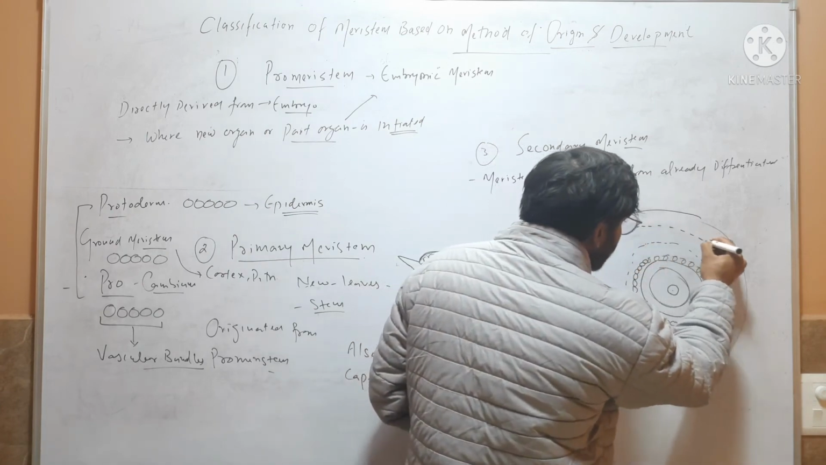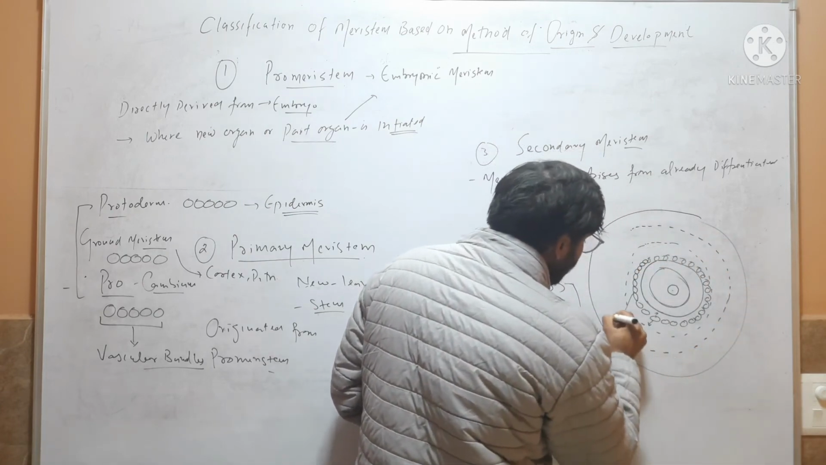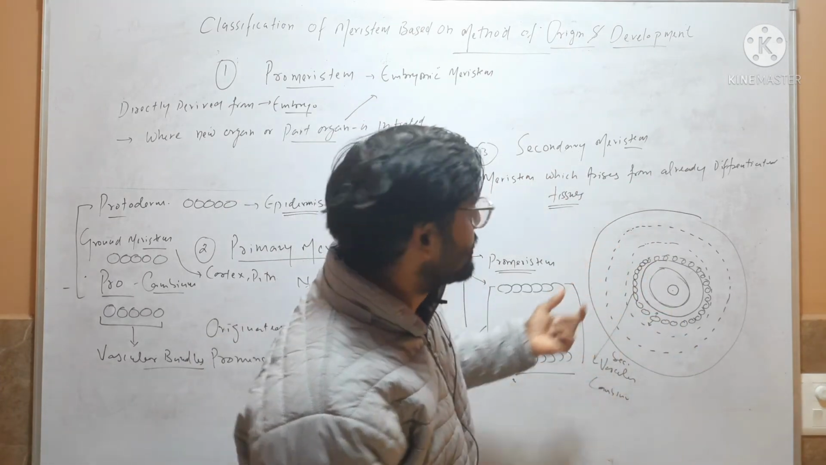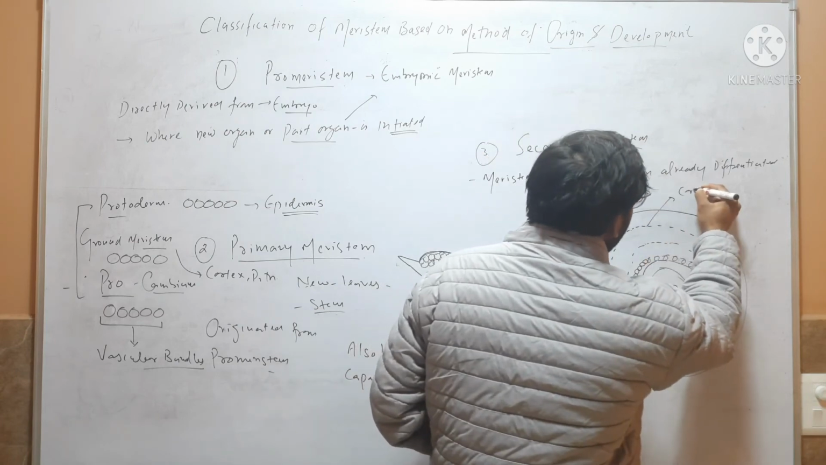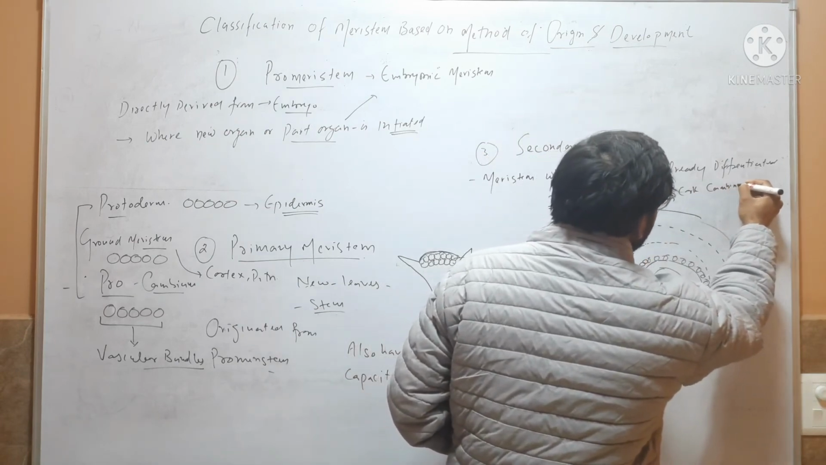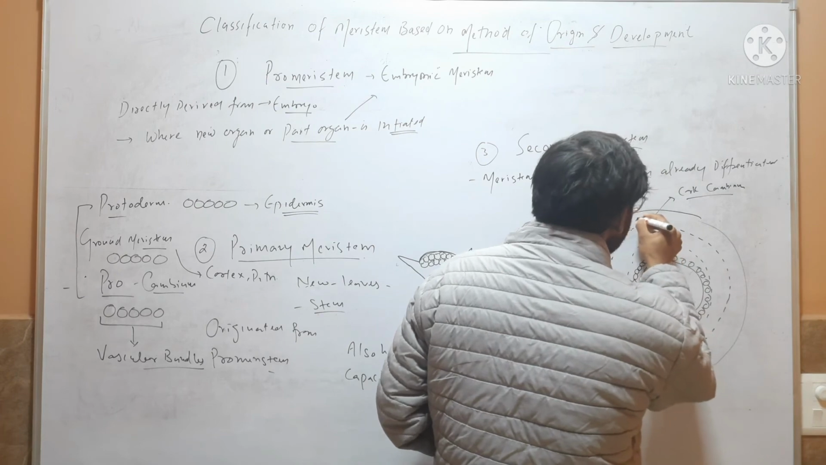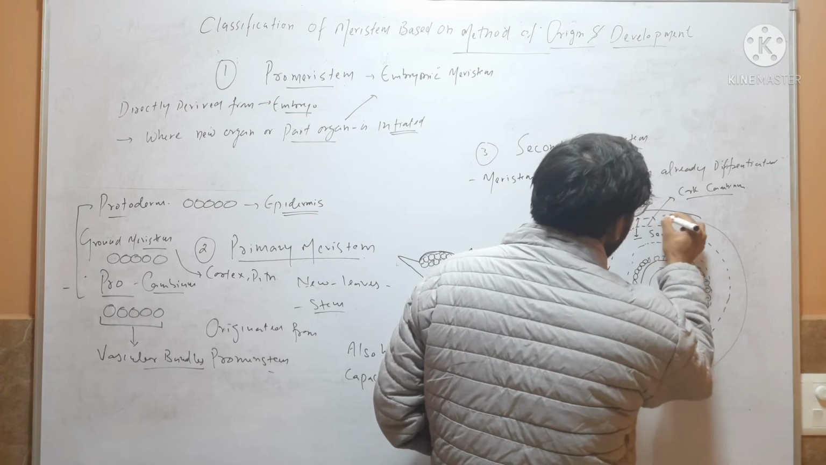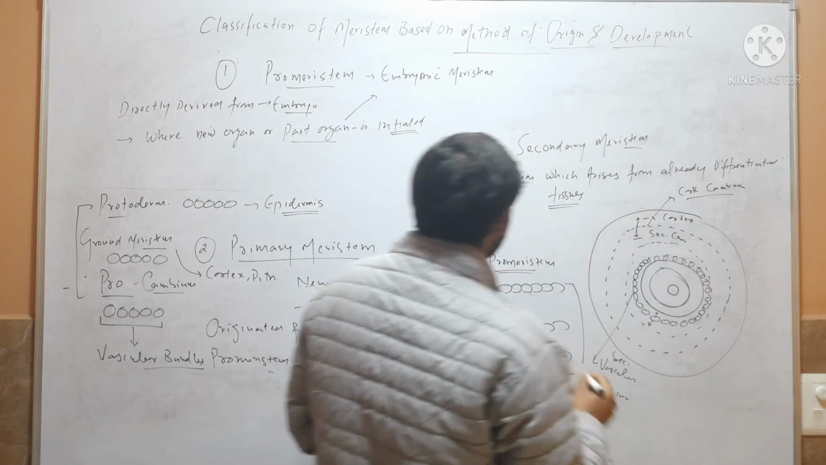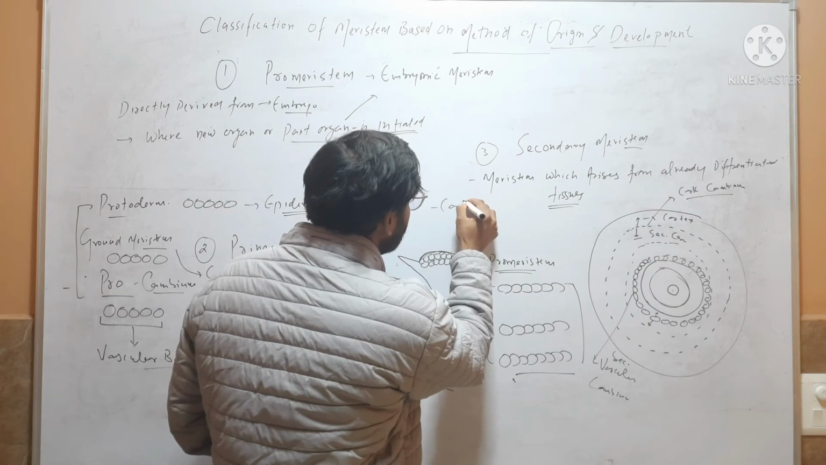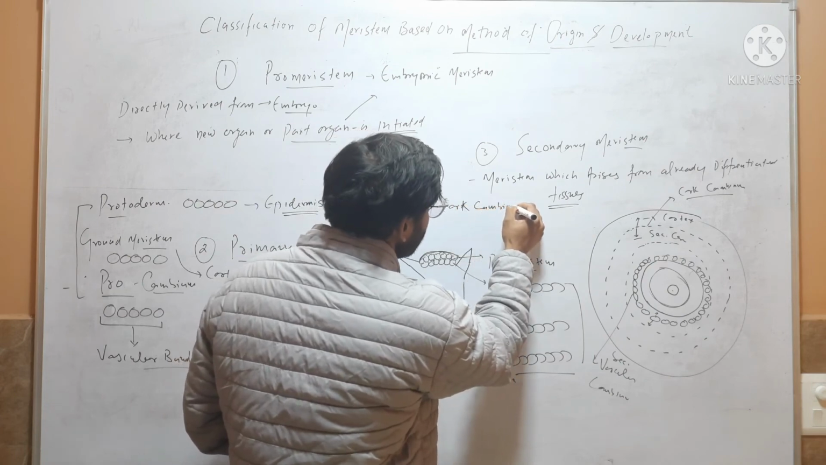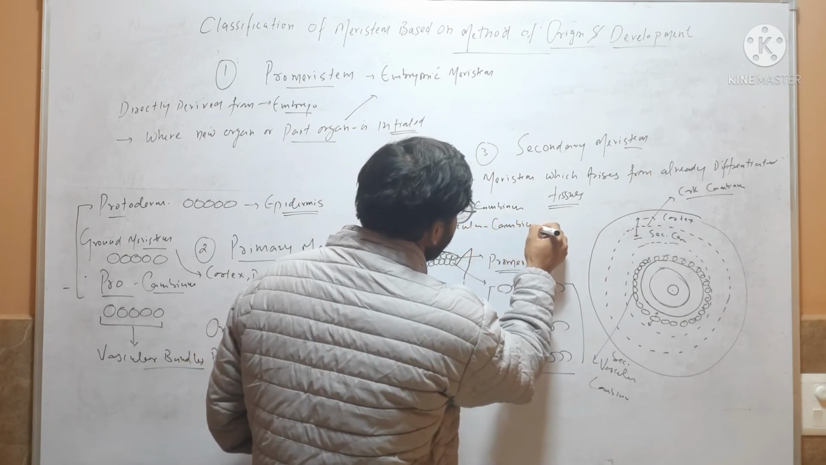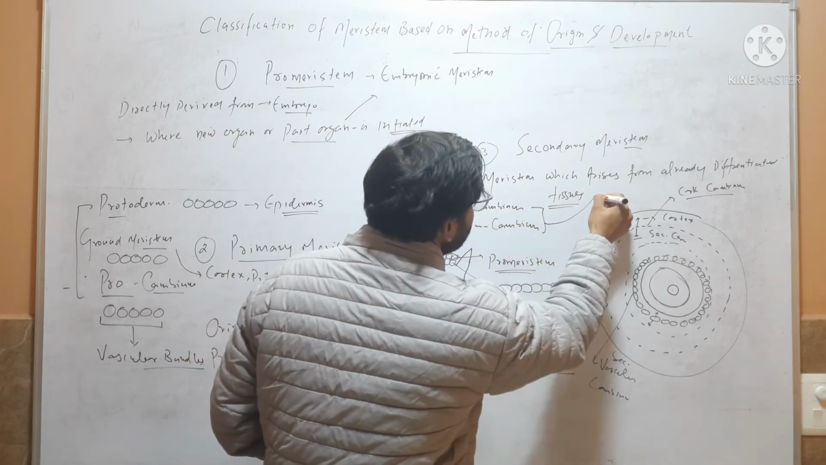Similarly, in cortex region, a group of cells will become de-differentiated from differentiated parenchymatous cells and it will form cork cambium. This cork cambium then cuts cells towards outer side and inner side. Inner will form secondary cortex, outer will form cork. So cork cambium and vascular cambium are examples of secondary meristem.